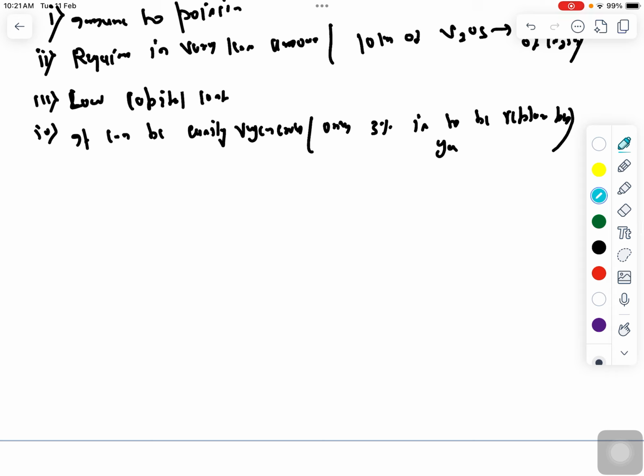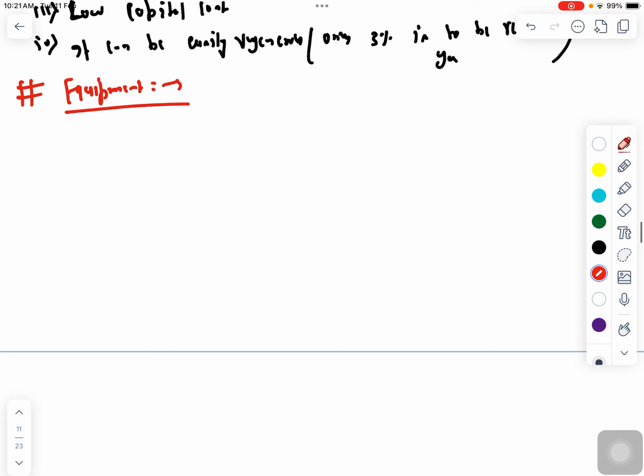Now, when we talk about the flow diagram, that is very, very important. Sometimes questions can be asked from the flow diagram. So what kind of equipment can be used in the contact process for the production of H2SO4? First you will use a burner. Why? Because obviously an oxidation reaction is happening. Then you need a catalytic converter.